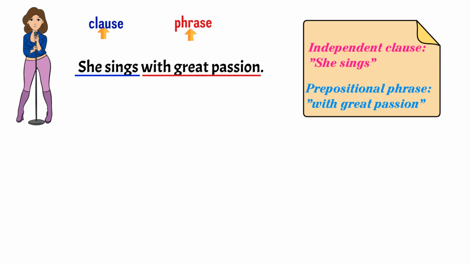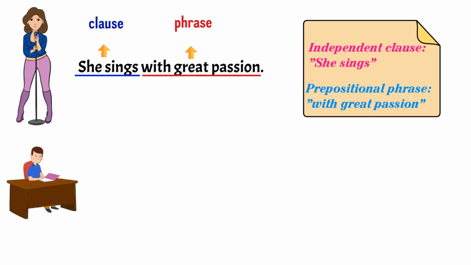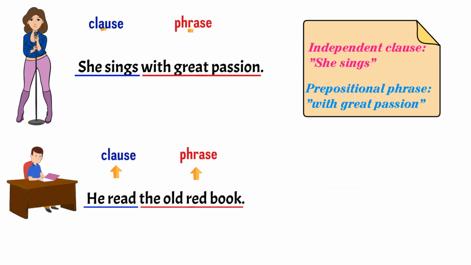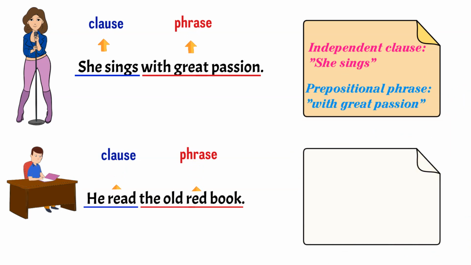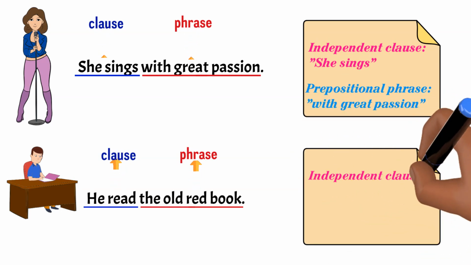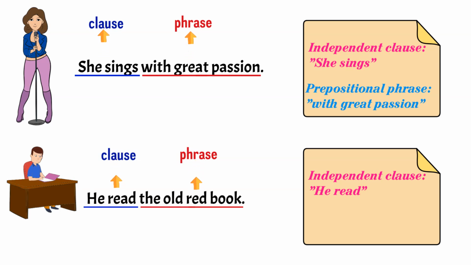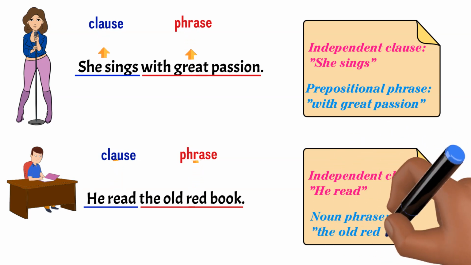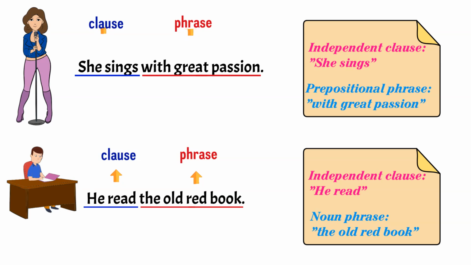In our third scenario, we have, he read the old red book. In this particular example, he read is an independent clause, and the old red book is a noun phrase as it represents a specific noun.